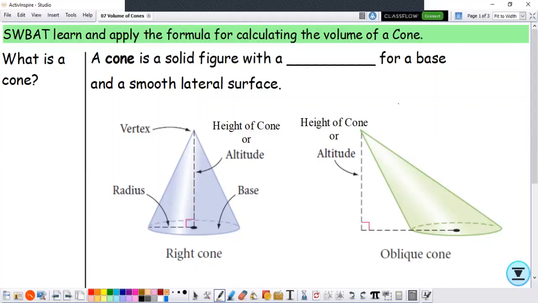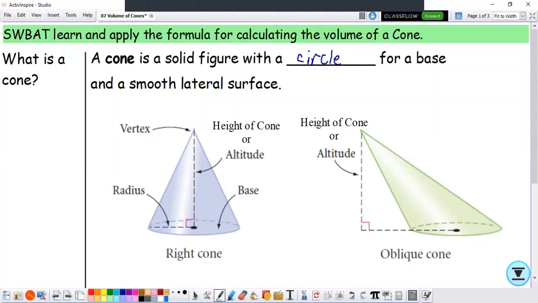A cone is a solid figure that is very much just like a pyramid. The only difference is that a cone is a solid figure with a circle for a base rather than a polygon, and it has a smooth lateral surface. It doesn't have triangles like you would find on a pyramid.